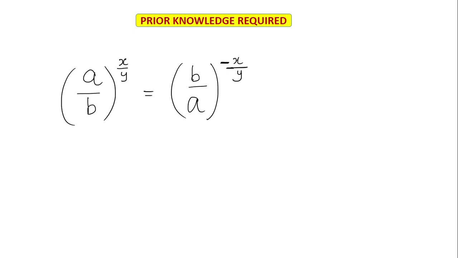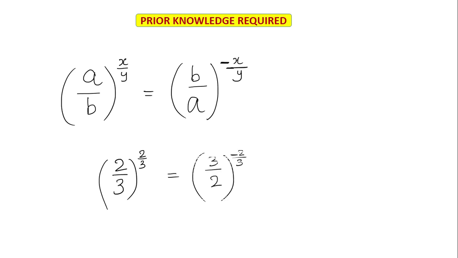When you have a over b to a fractional power x over y, then if you flip the fraction from a over b to b over a, then you put a negative sign to the power. And here is the example. So when I write 2 over 3 to the power 2 over 3, so when I flip the fraction, it becomes 3 over 2 to the power of negative 2 over 3. So you can see the sign change in your power when you flip the fraction.